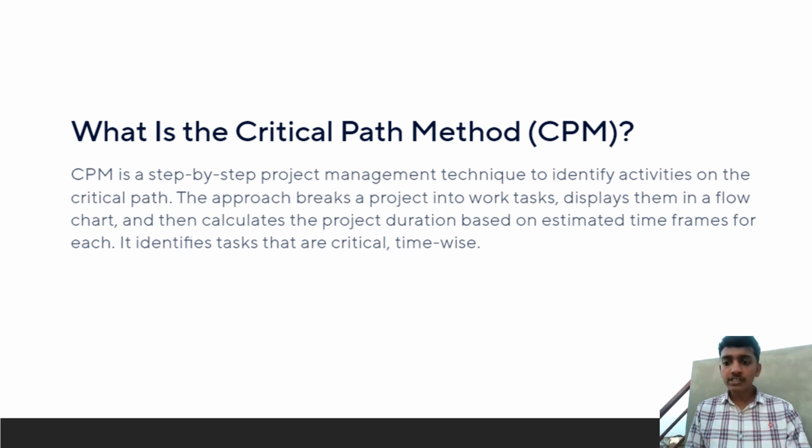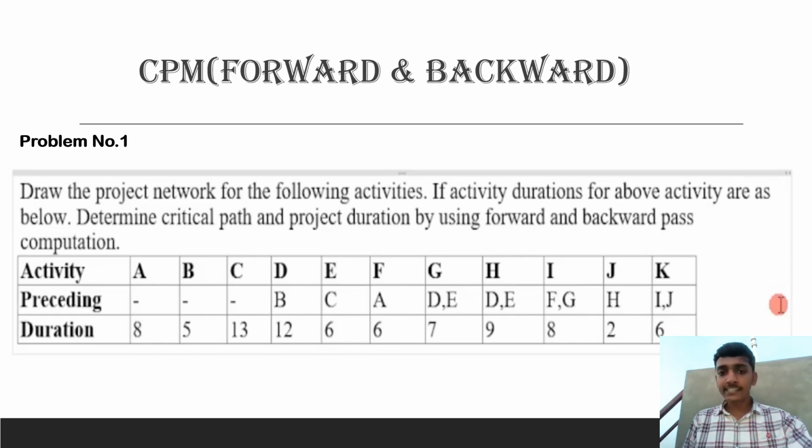So now you will see what CPM is. CPM, its long form is Critical Path Method. CPM is a step-by-step project management technique to identify activities on the critical path. The approach breaks a project into work tasks and then calculates the project duration based on estimated time frames for each. It identifies tasks that are crucial time-wise. Now we'll see the example on CPM for the forward and backward method.